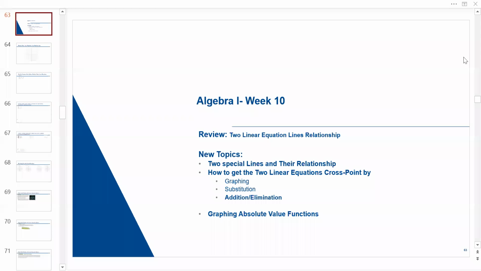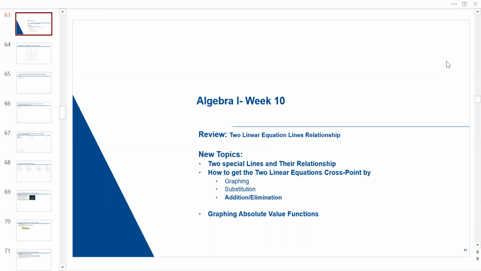So this is week 10. Right now we learn a linear line, how to find a linear line, and the relationship between two linear lines. They are crossing, they possibly overlap, they possibly are perpendicular to each other or parallel to each other.